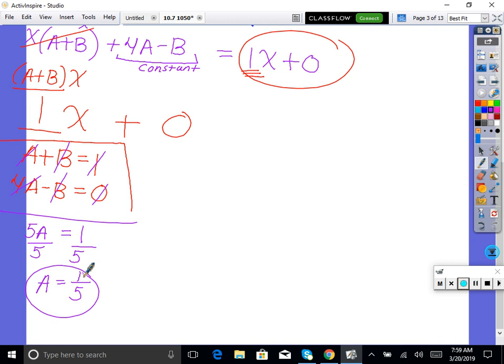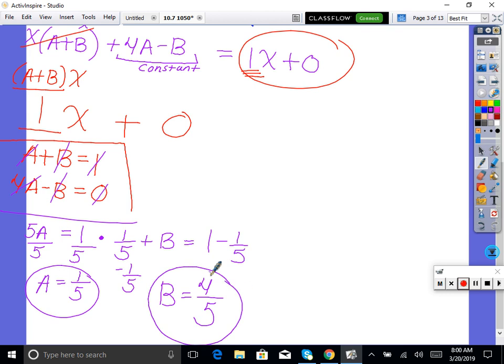And now we've got to go find b. So let's go plug it into one of these to get a b value. So let's just do the top. So we have 1/5 plus b needs to equal 1. Plugging it into the top equation, now solve for b. So I'd subtract 1/5. So b is equal to 4/5. Well, there we go. We can now use that to write in our final answer.